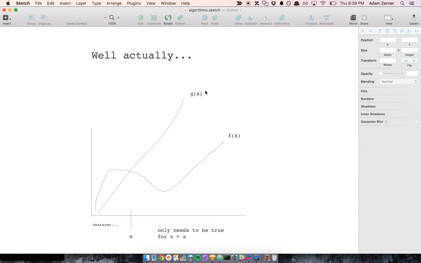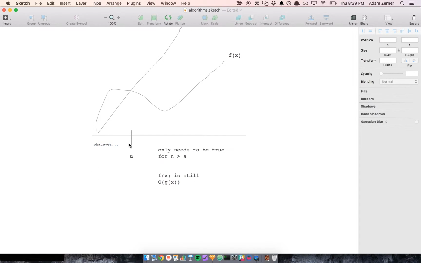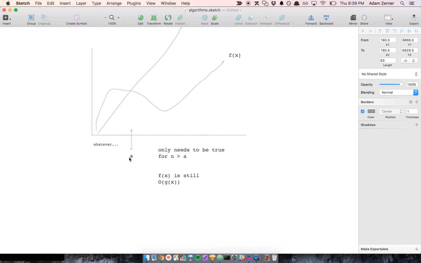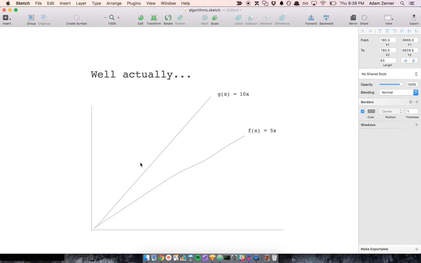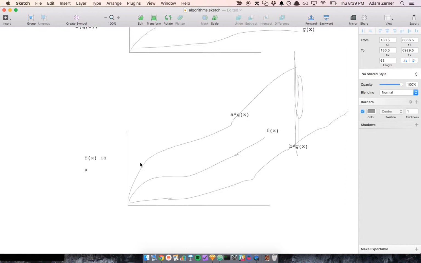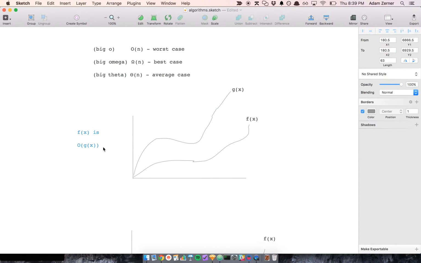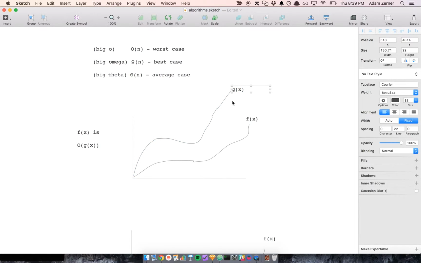Those are the qualifiers to the definitions I gave you. It only needs to be true for some n greater than a, and at least for big O, there has to be some g of x where we could give it a coefficient that would make the statement true that it's an upper bound of f of x. Hopefully that made sense.